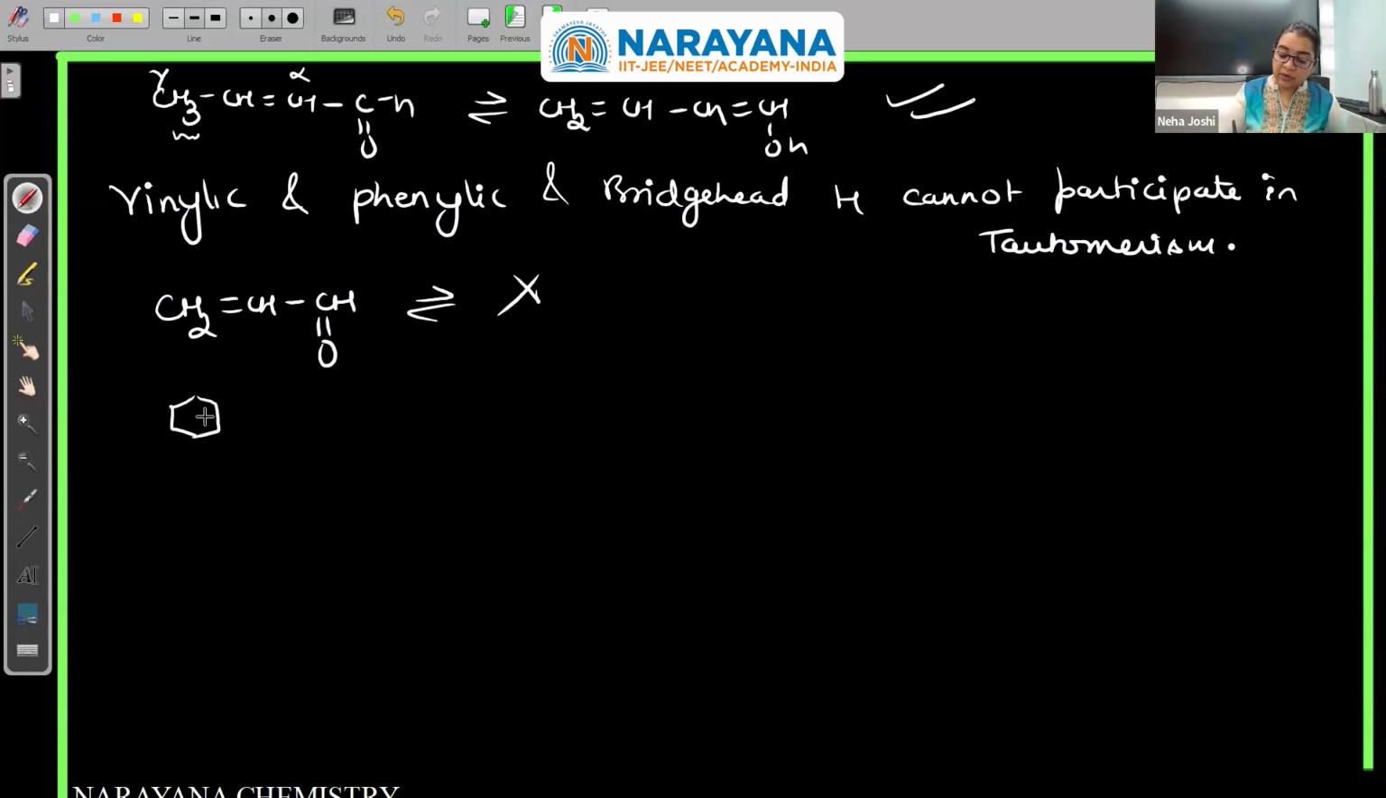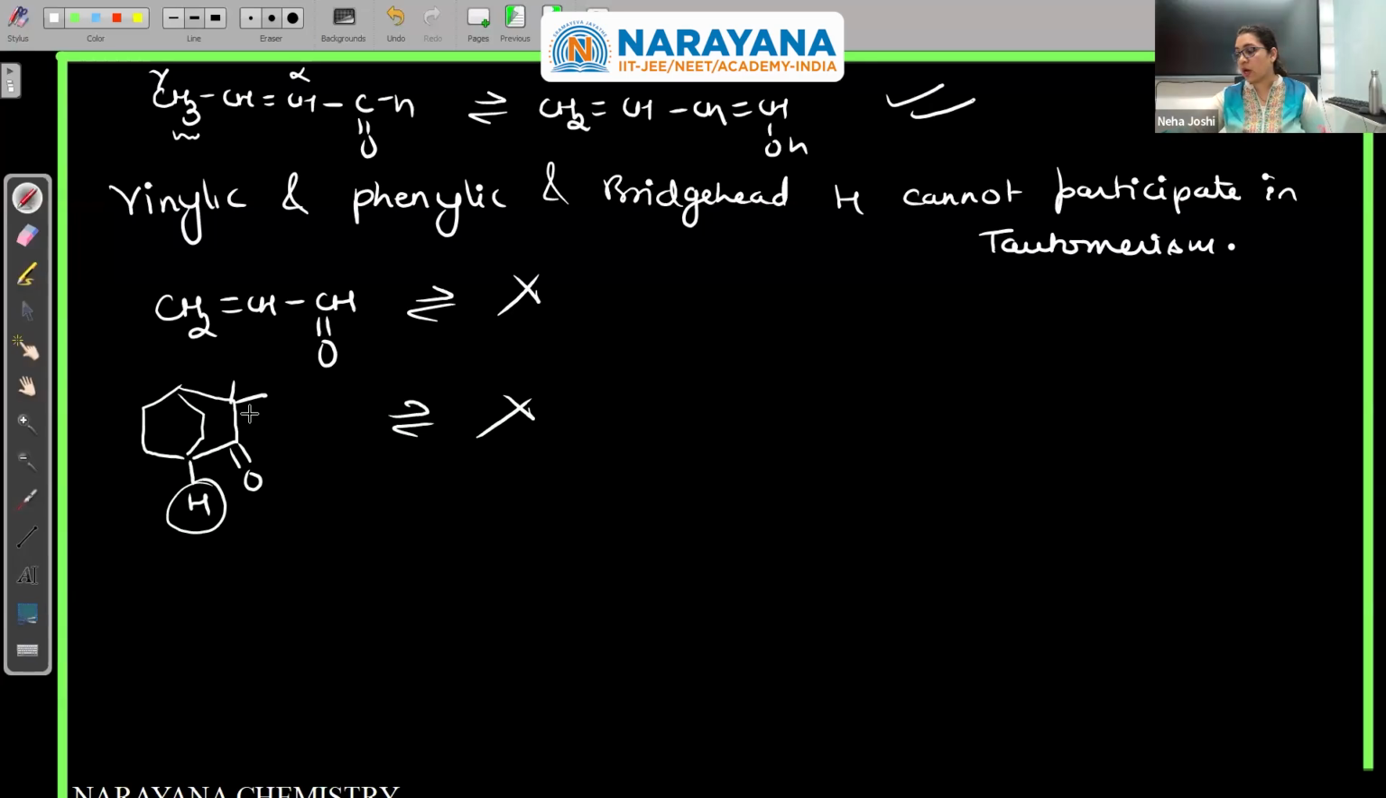Okay, if I have, say, now phenylic is quite impossible. There is no alpha H here. But if there is ever any possibility, then it will not participate. Bridgehead. For example, if I have this system, then yes, there is a hydrogen here, but it will not form the tautomer as the bridgehead cannot acquire planarity. Okay, so these are those which will not participate in tautomerization.